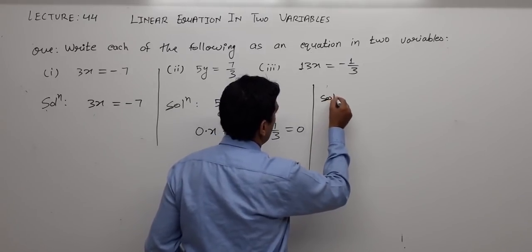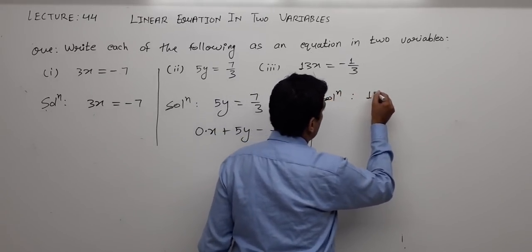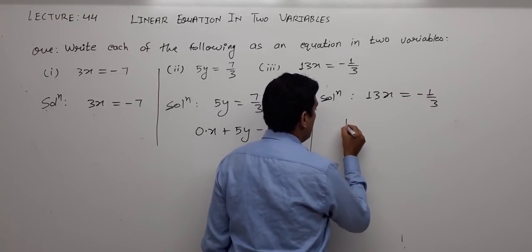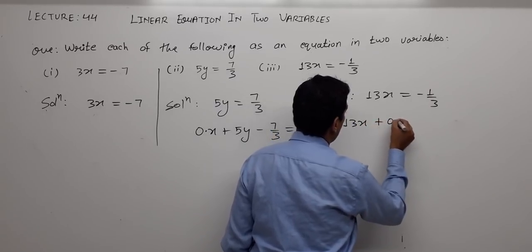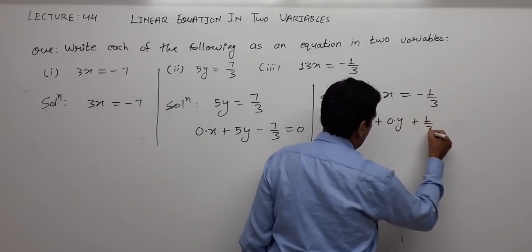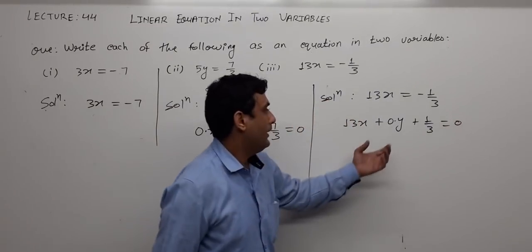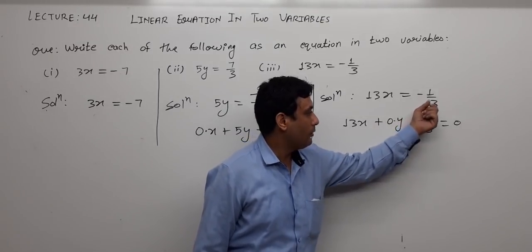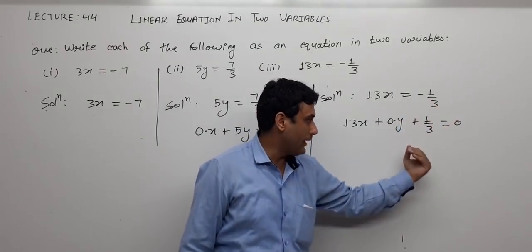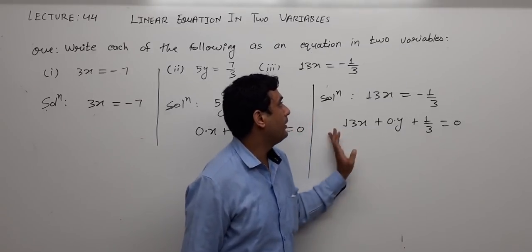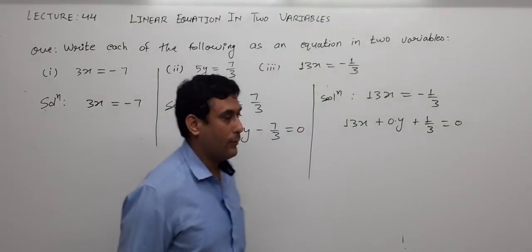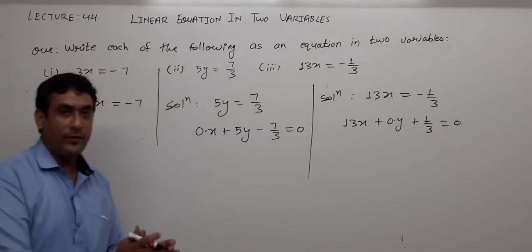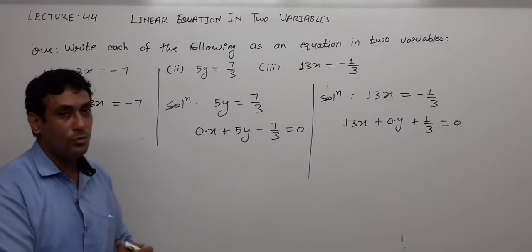Now third one. This is 13x is equal to minus 1 by 3. So 13x plus 0y plus 1 by 3 is equal to 0. So what I did, x is there, y is not there. So I included y with 0 coefficient and I took whatever is on the right hand side to the left hand side. So this is the standard form, or the two variable form of the given equation, because it's very easy to write an equation which is in one variable into two variables.